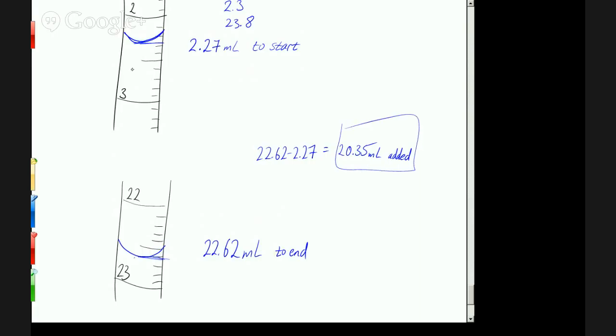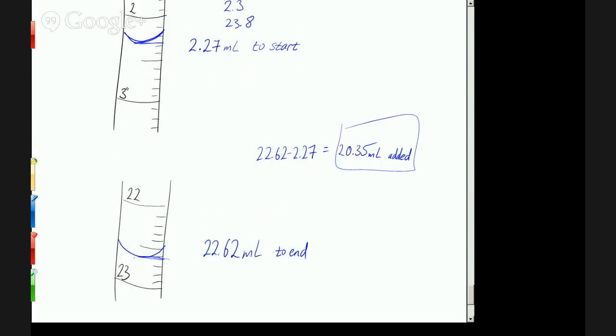All right. So you'd have a starting spot, you have an ending spot, you subtract those, and that's how much you've added. That's how the burette works with its readings. So it's not measuring an actual volume that it contains, it's measuring how much is dispensed by where it started and where it ended.